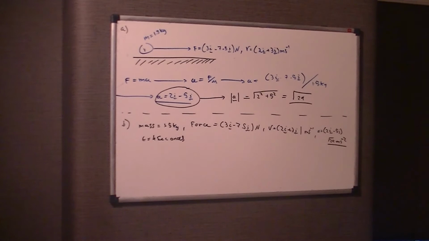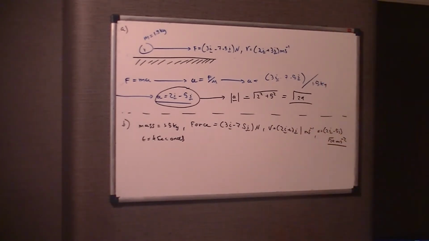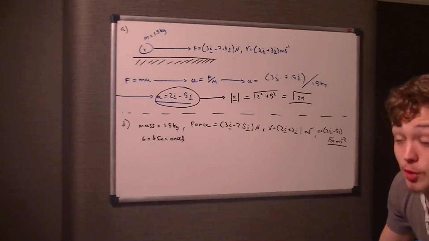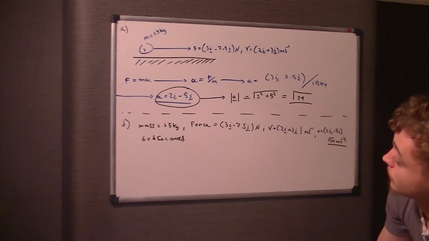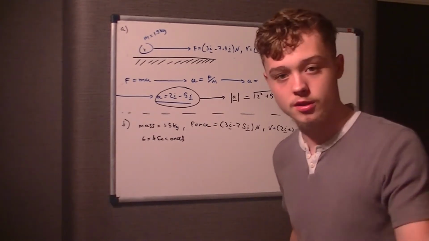Okay, so what does acceleration actually mean? What have we actually worked out in terms of a vector? What is this actually telling us? It's actually quite interesting. Anyway, the acceleration vector is saying it's sort of a rate of increase of velocity.